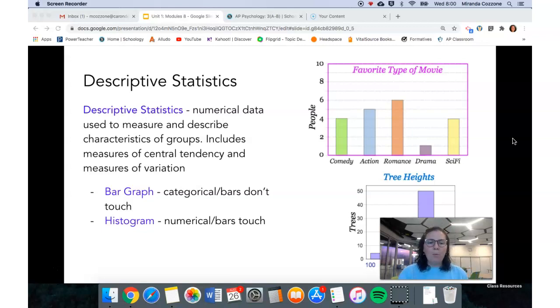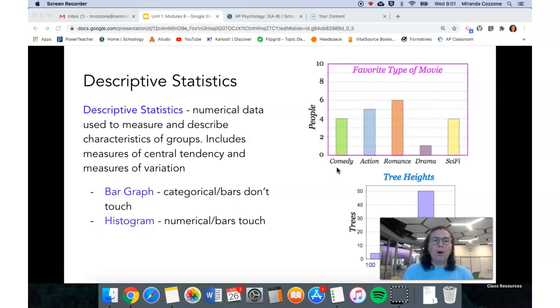Okay, probably one of the most well-noted forms of descriptive statistics that you're going to see in a psych book is the bar graph. The bar graph right here is a visual representation of data. Here the bar graph is looking at people's favorite types of movies, okay? They're looking at these different genres and assessing. Based on this bar graph, we can say that romance is the most popular type of movie in this population or sample, and drama is the least favorite, okay?